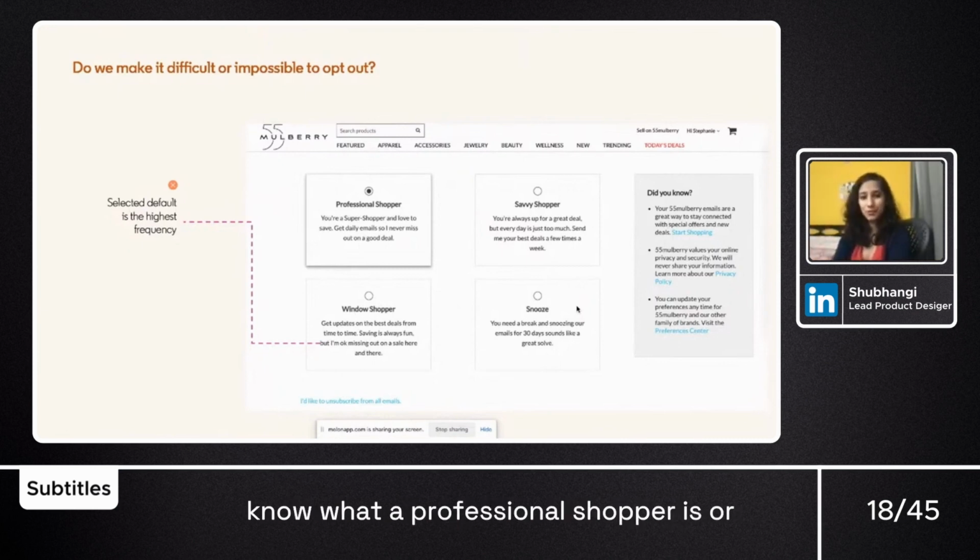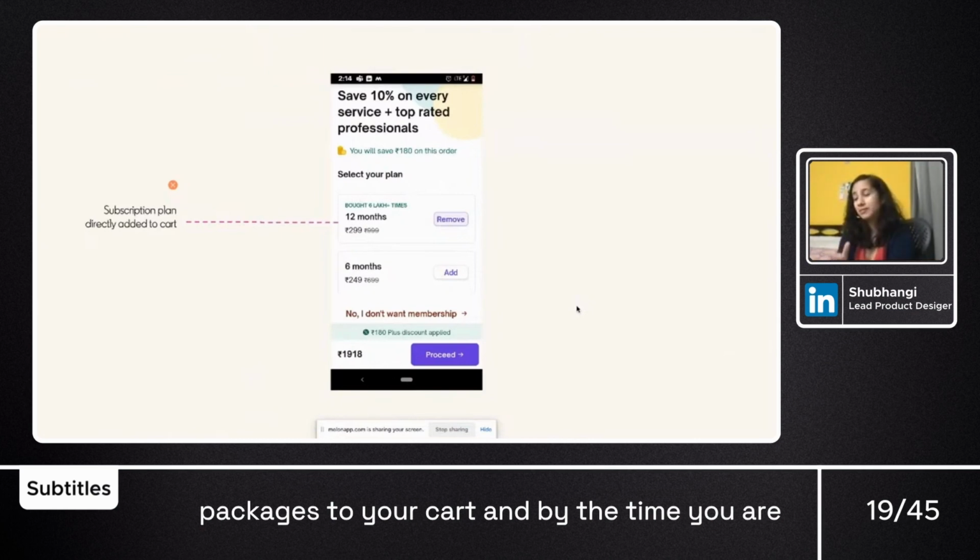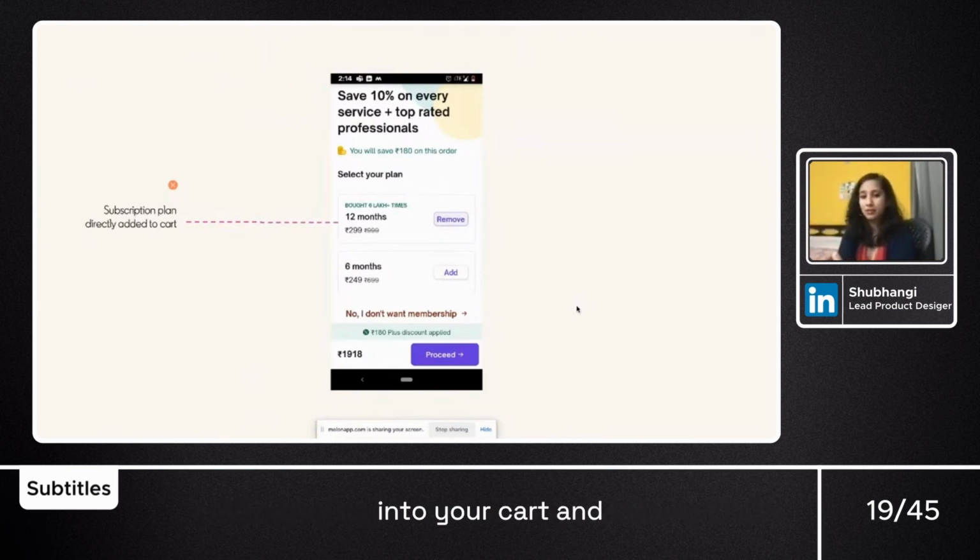Like I don't even know what a professional shopper is or what a window shopper is or what a snooze is. So you can see that they were actually trying to make it very jargony and also make it very hidden. This is another example from a very popular app, Urban Company, where they actually automatically add the subscription to your cart, right? So you might have added certain packages to your cart, and by the time you're checking out, something else is being added to your cart, and you don't really know what happens at this point. So not only is it unclear, it is also auto added, and you're not giving the user that choice.